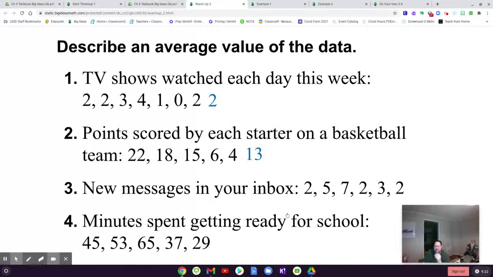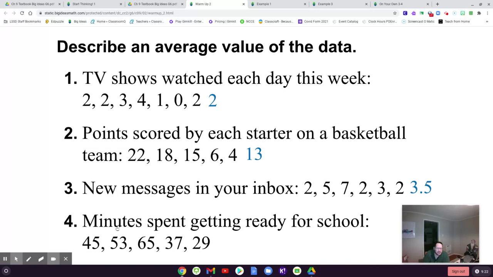What was the mean average of new messages in your inbox? Okay, when you add up these 6 numbers, you get 14, 16, 19, 21. You divide by 6, and 21 divided by 6 gives you 3.5. So 3.5 was the average.